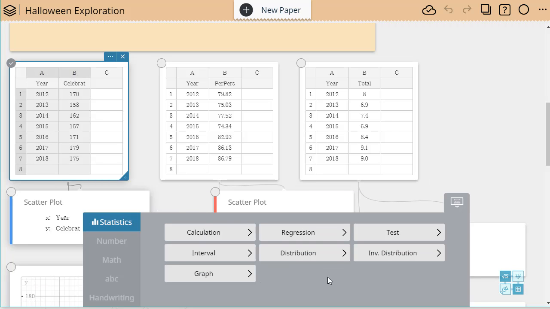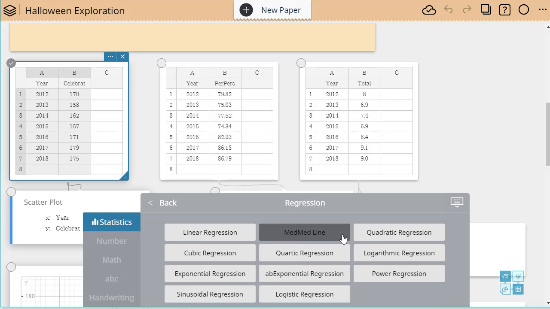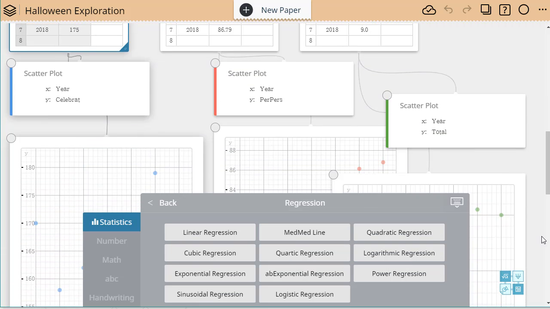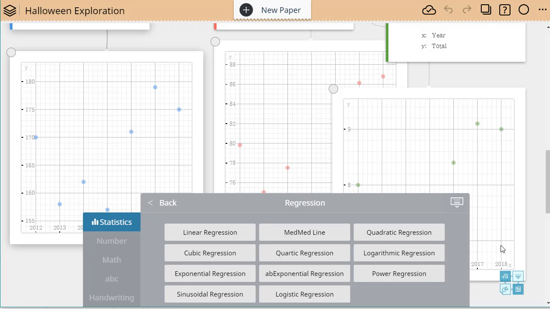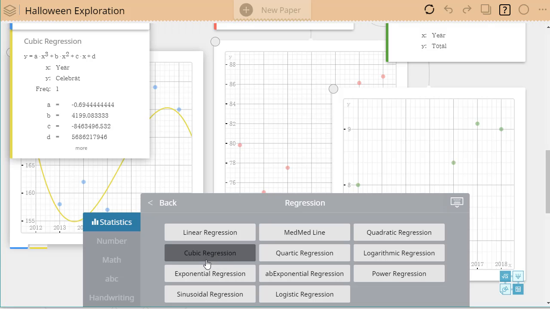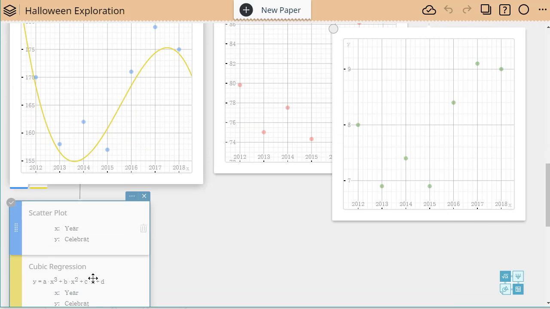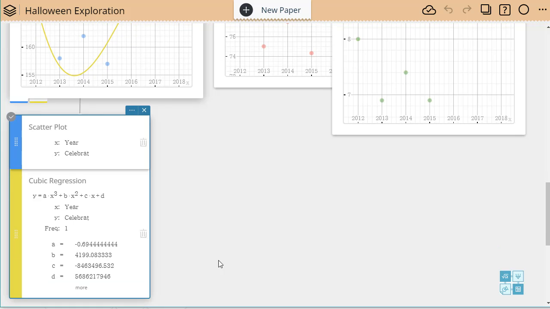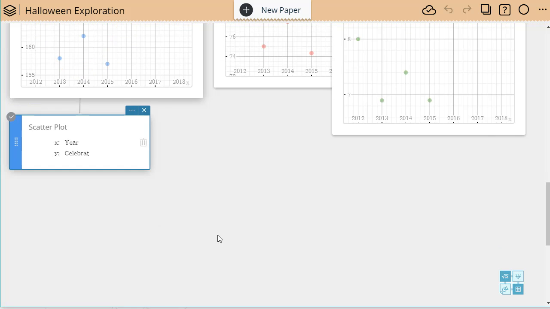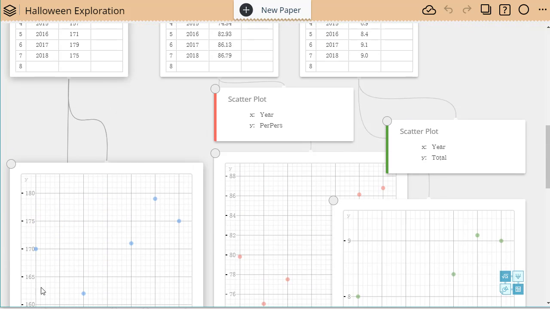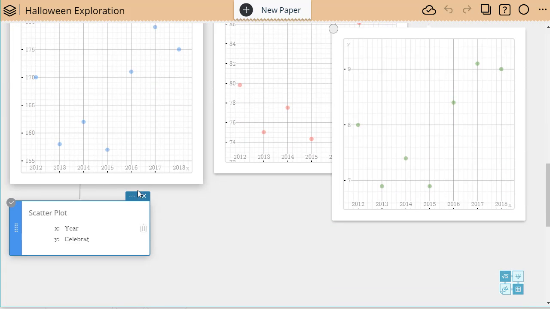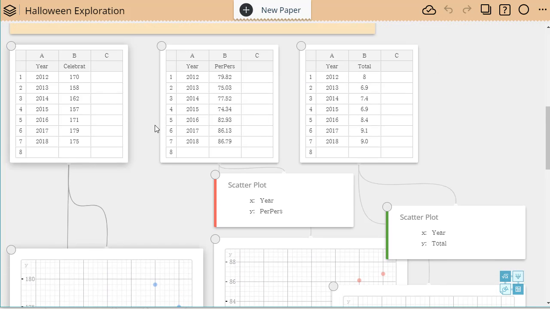This is where you can start thinking about what's going on here. What kind of regression might this be? I feel like it might be maybe cubic. Let's see what it looks like if I try it. Not a great fit. So let's cancel that. So here's a great thing: you can just start exploring what is this relationship that's going on here. How can I make a line fit?